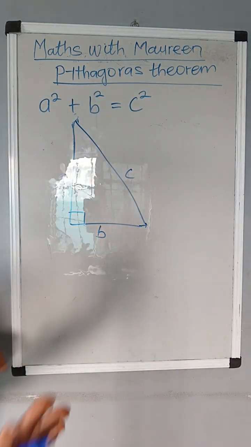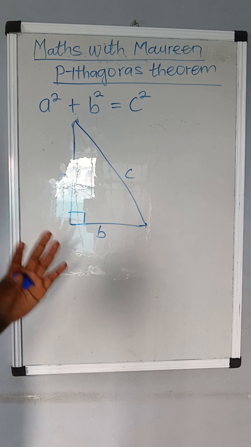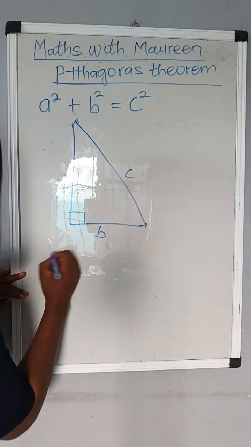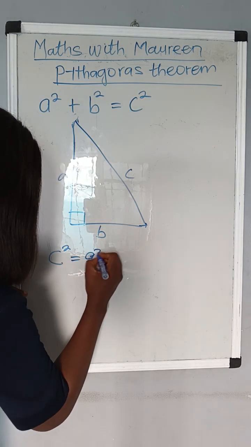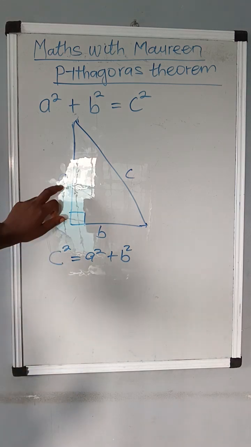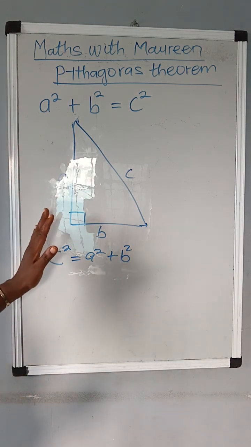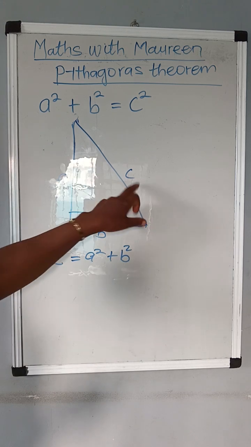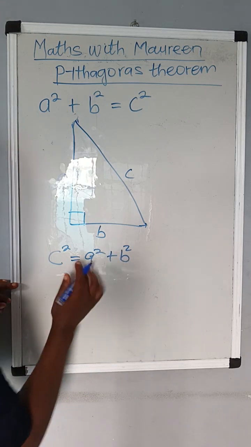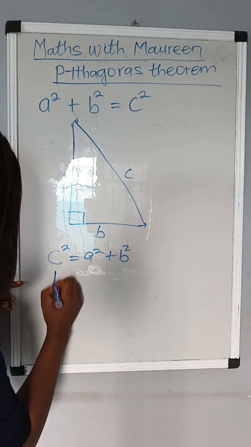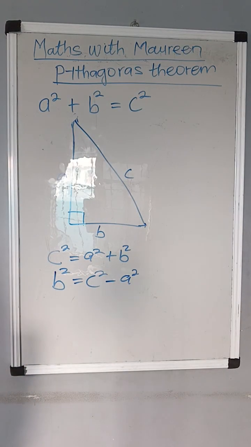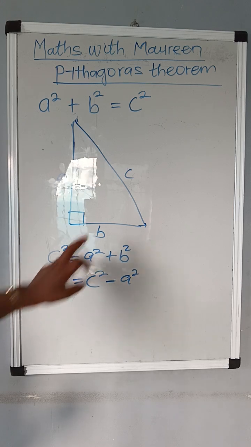A square plus B square equals C square. Whenever you are given a right-angled triangle and you are not given the hypotenuse, you use this formula: C square equals A square plus B square. Then supposing you are given A and C and you don't know B, you make B square the subject of this particular formula. We now have B square equals C square minus A square. This formula is what you are going to use to find the value of B.